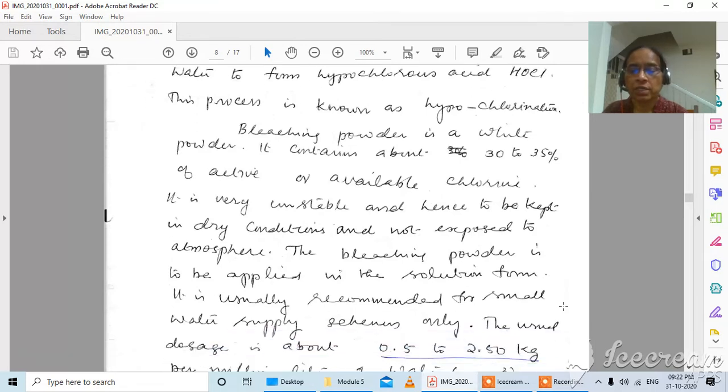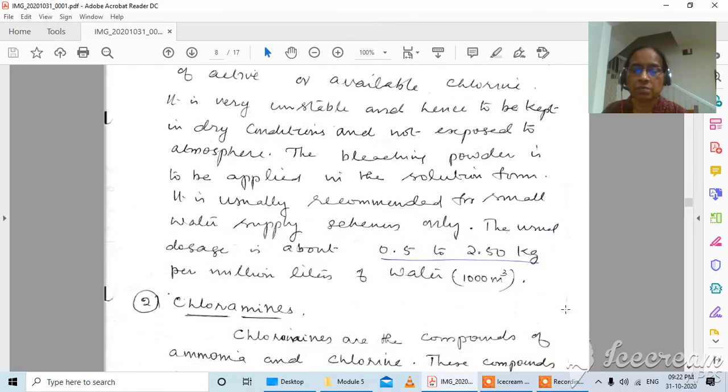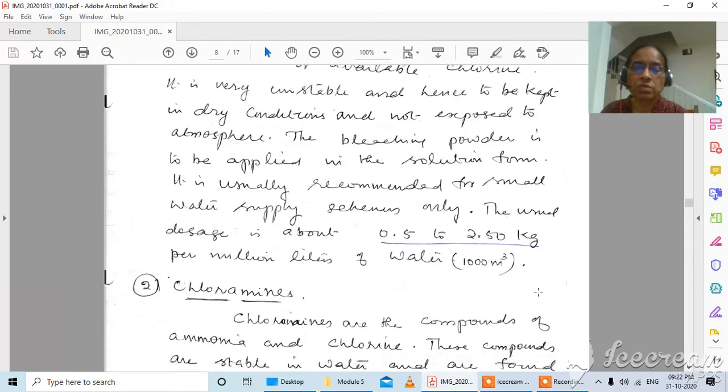It is usually recommended for small water supply schemes only, and the usual dosage is about 0.5 to 2.5 kg per million liters of water. That means for 1000 cubic meters, how much is it? It is 0.5 to 2.5 kg per million liters, or 1 MLD. Is it 1 MLD or 1000 cubic meters?